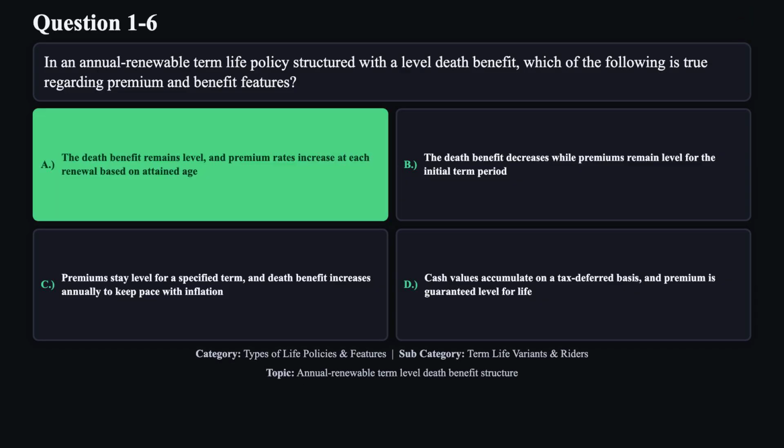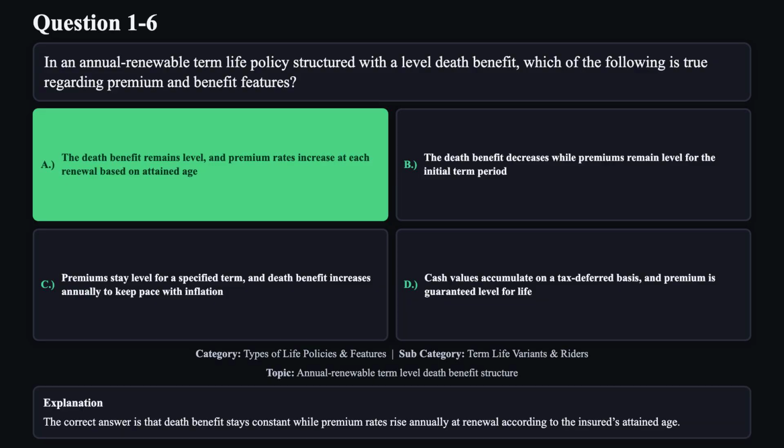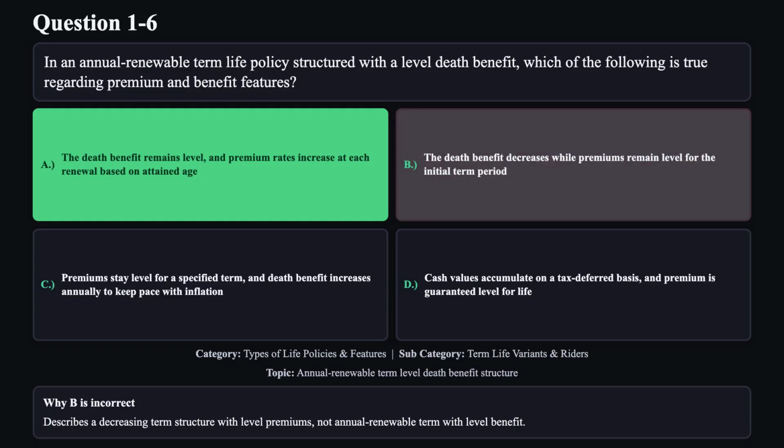The correct answer is A. The correct answer is that death benefit stays constant while premium rates rise annually at renewal according to the insured's attained age. Reason B is not correct. It describes a decreasing term structure with level premiums, not annual renewable term with level benefit.